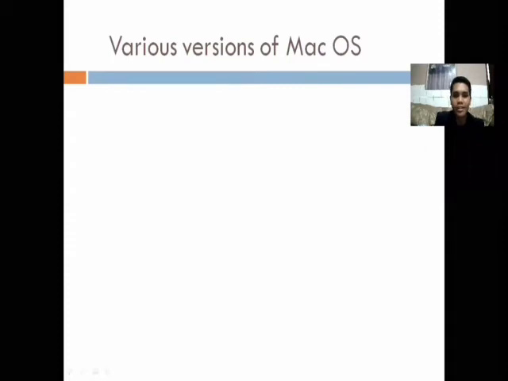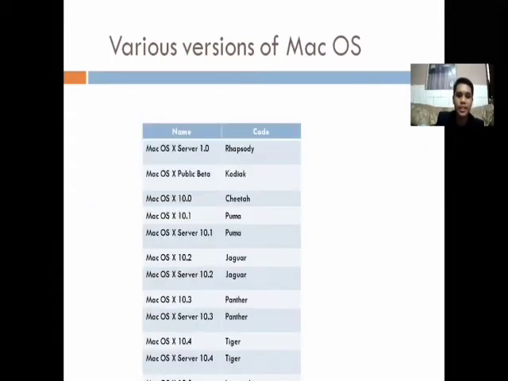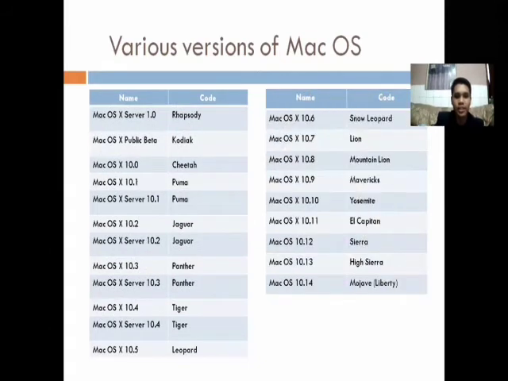And these are the various versions of macOS. There are so many versions of macOS: macOS 10 Server 1.0 for Rhapsody, macOS 10 Public Beta Kodiak, macOS 10 10.0 Cheetah, and a lot of other versions of macOS.